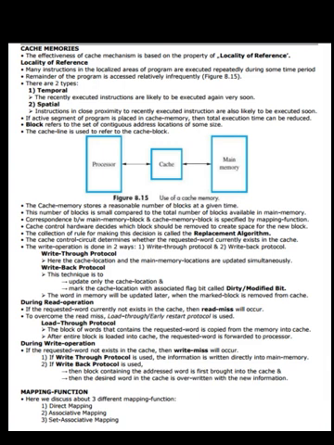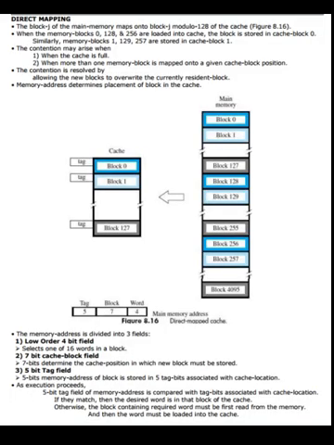Mapping function. Here we discuss three different mapping functions: direct mapping, associative mapping, and set associative mapping. Now let us see direct mapping. The block J of the main memory maps onto block J modulo 128 of the cache.